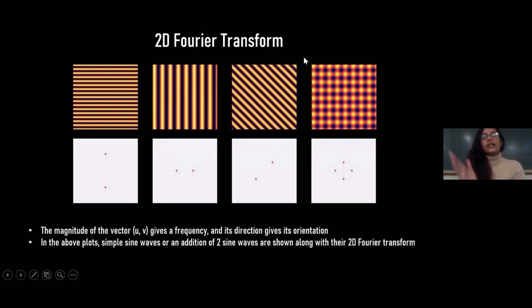This sine wave is along the 45 degree line, which reflects again in the Fourier space. And this one is a linear combination of the first two with the same frequency. And again, you can see that it is made up of these two points. So essentially, when you take a Fourier transform, it gives you information about how much of what frequency is present in that image.